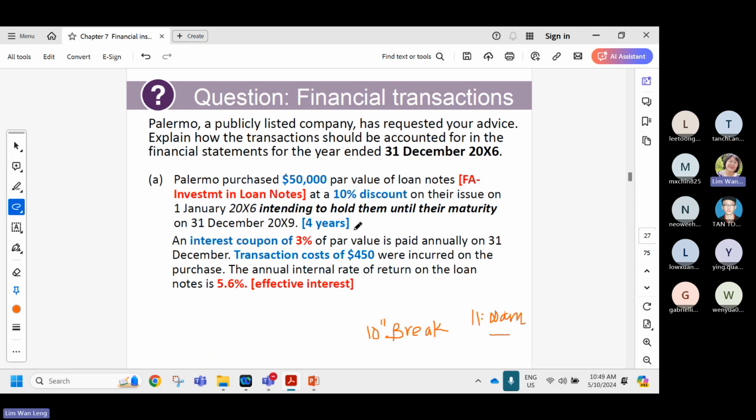Once you have gone through the Palermo question, basically you will have a better understanding about financial asset, how to prepare the amortization table, what's the accounting treatment for the transaction costs. Okay, you will also appreciate more with respect to coupon rate, effective interest rate. Okay, and then the different classifications of financial instrument.